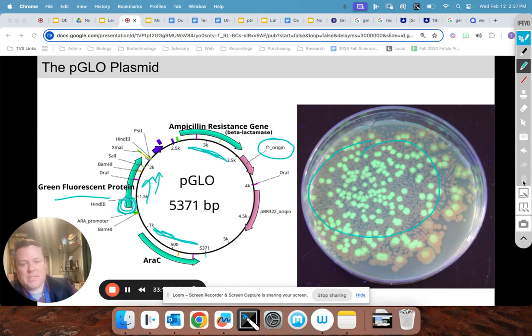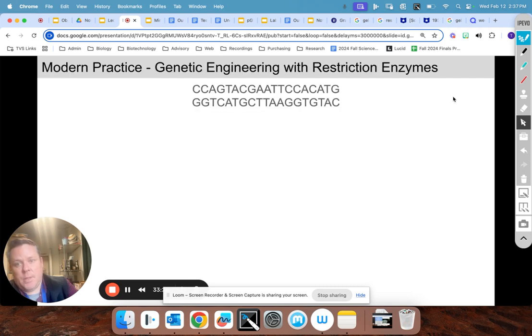But to make a plasmid like this is not natural. This has been engineered and built by genetic engineers with restriction enzymes. Restriction enzymes cut DNA, and they cut DNA at specific sequences, right? So there's this enzyme known as EcoR1. It was kind of the first one discovered, E. coli restriction enzyme 1, and it cuts DNA at a sequence that is palindromic, GAATTC, and then this sequence is actually cut apart from this sequence right there.